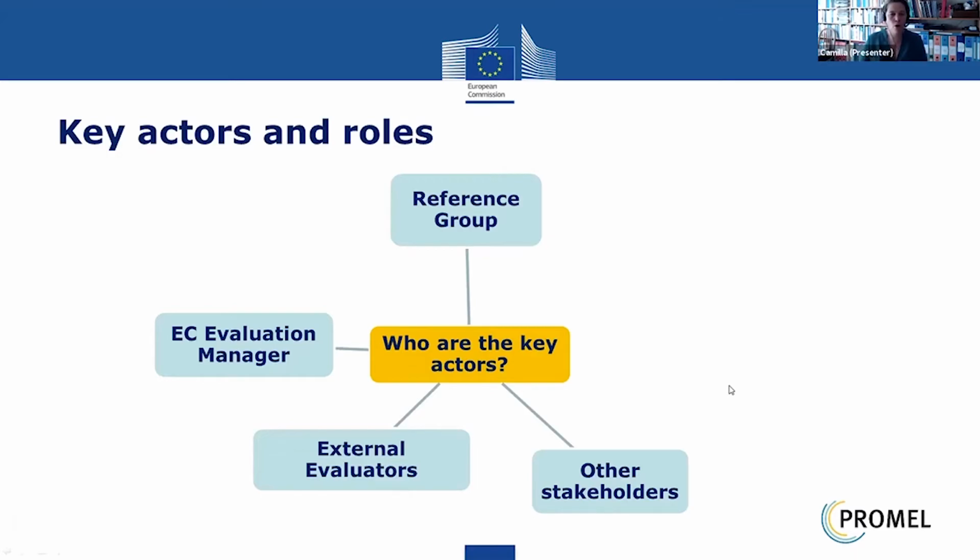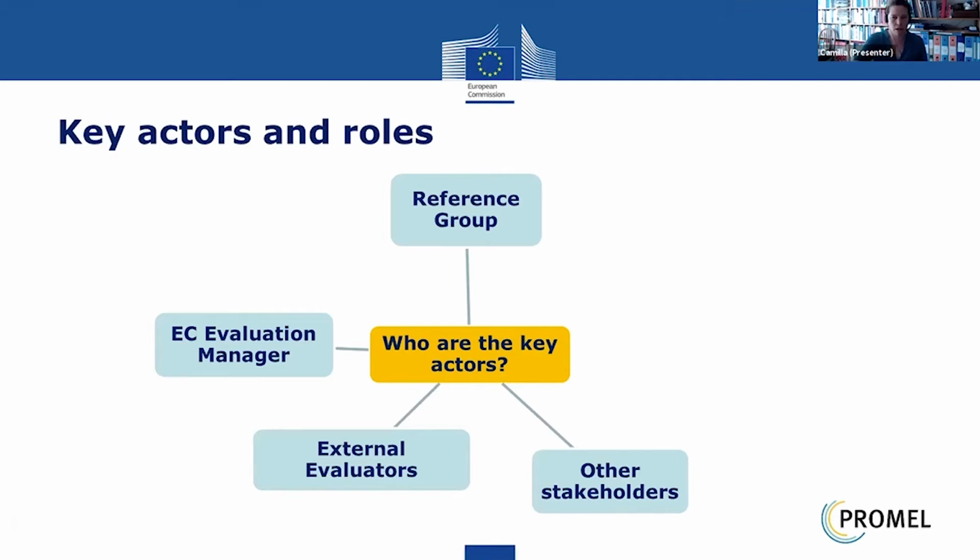Now, there are 4 main categories of actors, and each one has a specific role or roles. Now, who are the key actors? The first one, the EC Evaluation Manager. This is probably the most well known to all of you. The external evaluators, of course, this is also extremely well known. It's the team of evaluators which will go in the field, which will seek information, draft the reports.